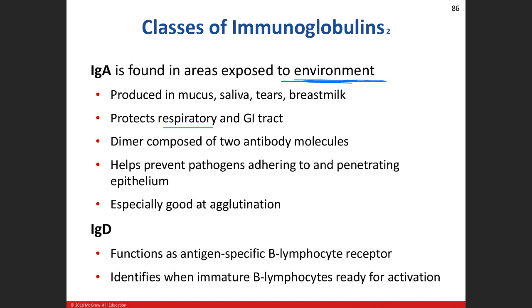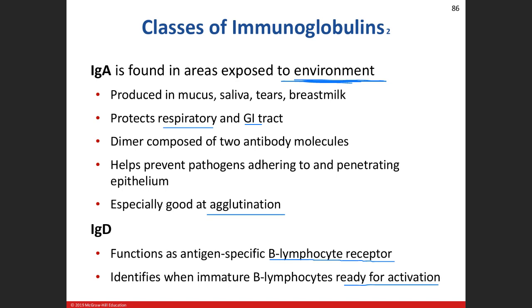We'll see it in the respiratory tract. We'll also see it in the GI tract. These guys are great for agglutination. IgD is the one I was telling you about that will act as a B lymphocyte receptor. So when we see that these B lymphocytes are expressing these types of antibodies on their surface, then we know it's ready for activation.